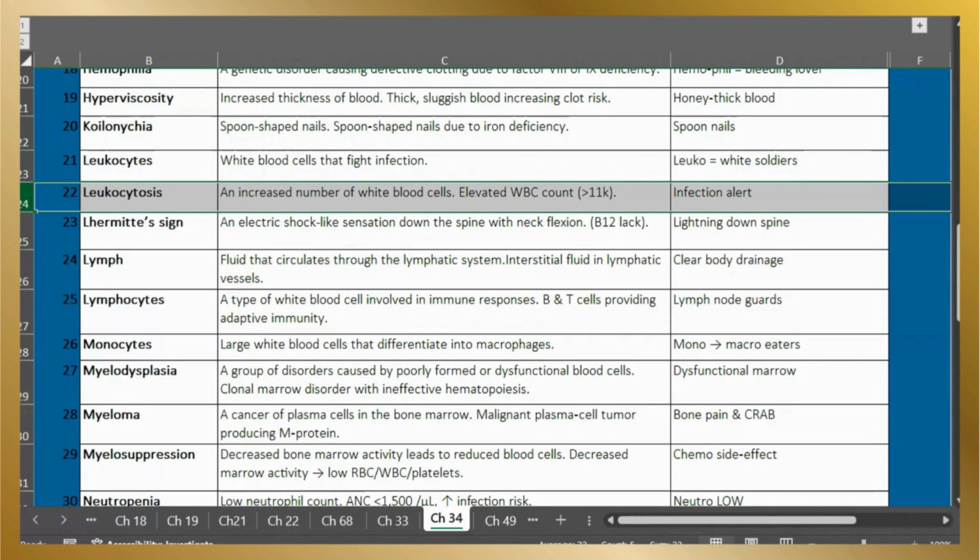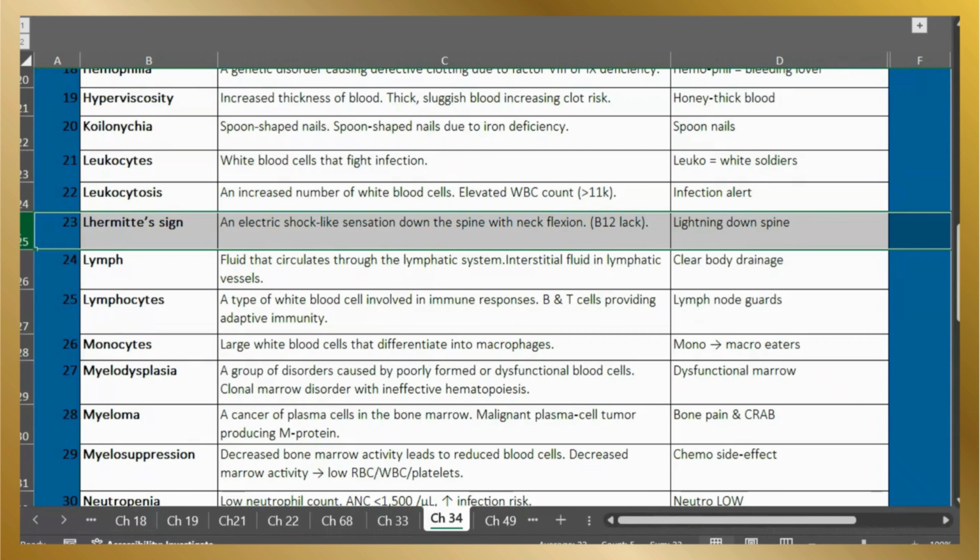And we go to leukocytosis, an increased number of white blood cells, elevated count. It's more than 11K. Infection alert, of course. What we know, it's often due to infection, or leukemia. So it's an infection alert. Often a response to infection, inflammation, leukemia.